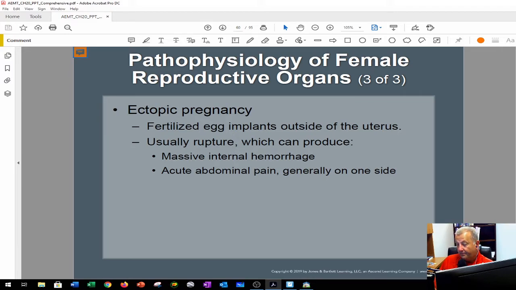1 to 2% of all pregnancies are ectopic. That's quite a number if you think about 2% of all pregnant females ending up being ectopic. The fallopian tube can support that egg usually 6 to 8 weeks before it is going to rupture. And the bad thing is, at 6 to 8 weeks pregnant, the person may not know they're pregnant yet. They may have an idea they're pregnant, but they don't know.